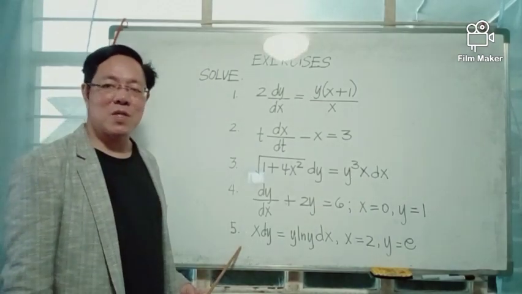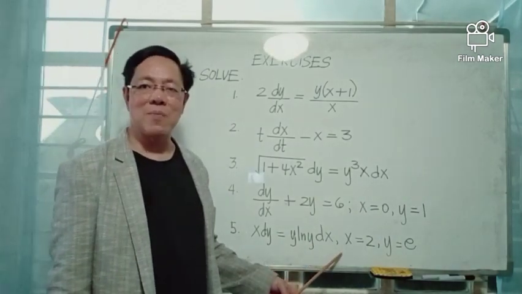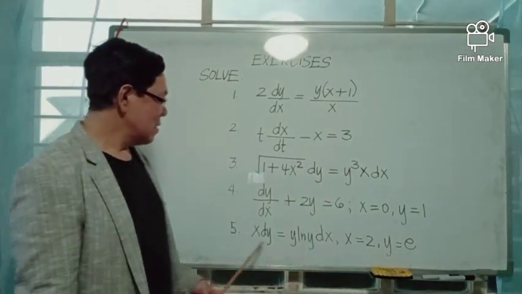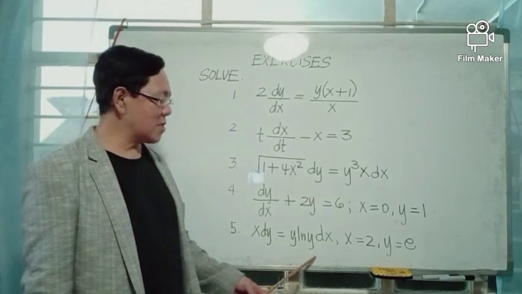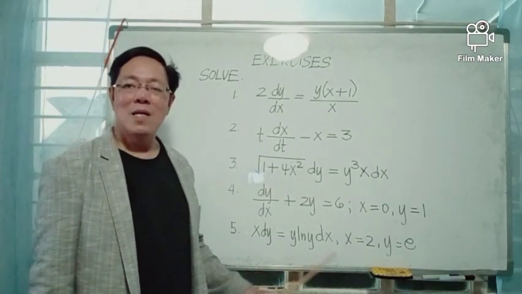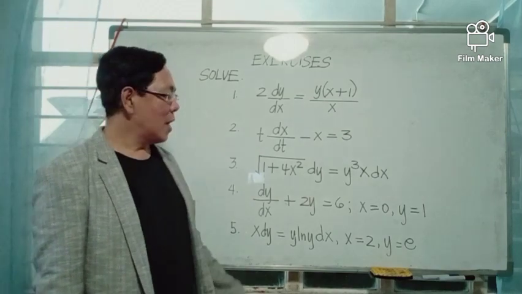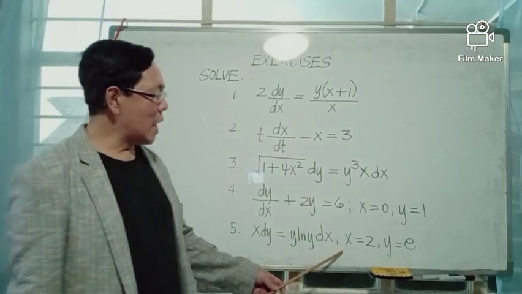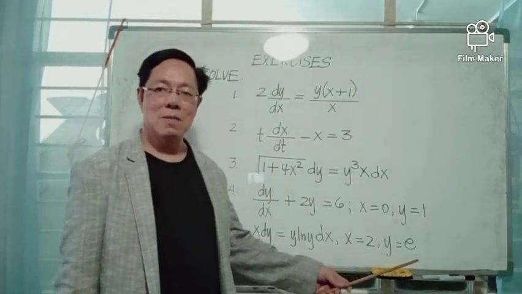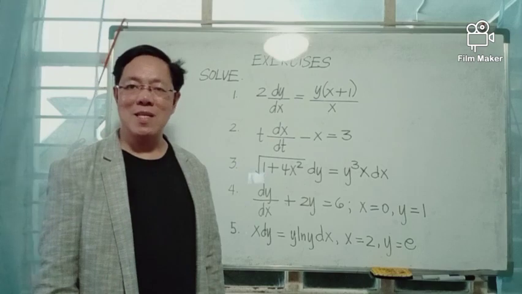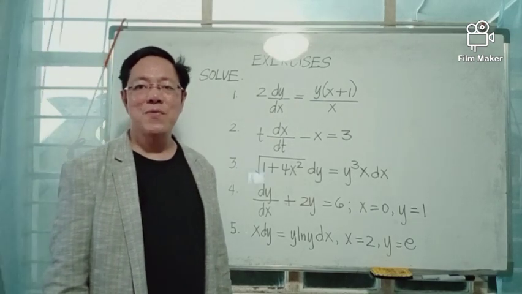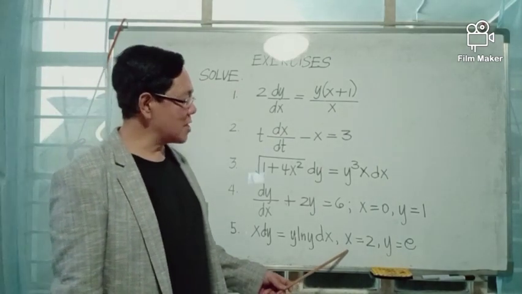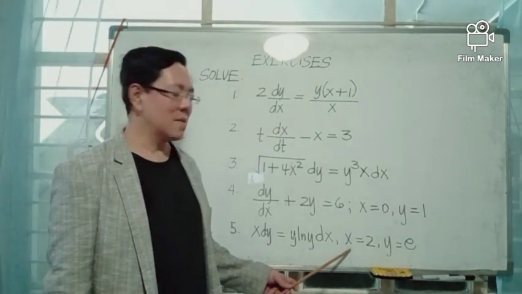Similarly, in differential equation number 5, there are initial conditions given: when x equals 2, the value of y equals e. The first step, you solve this differential equation by separation of variables to find the general solution. And in the general solution, you substitute the initial values given, when x equals 2, y equals e. And you substitute that value of c to the general solution to find the corresponding particular solution, the particular solution that corresponds to these initial conditions given.